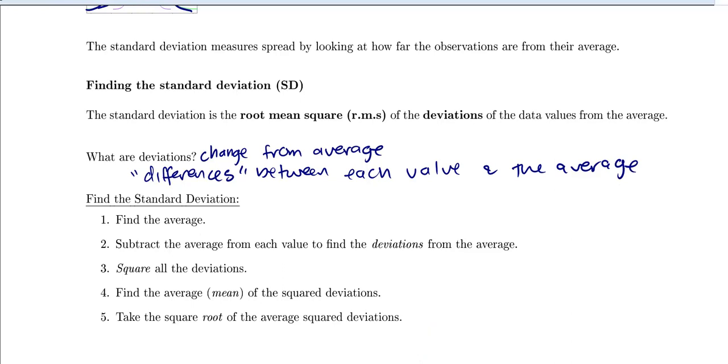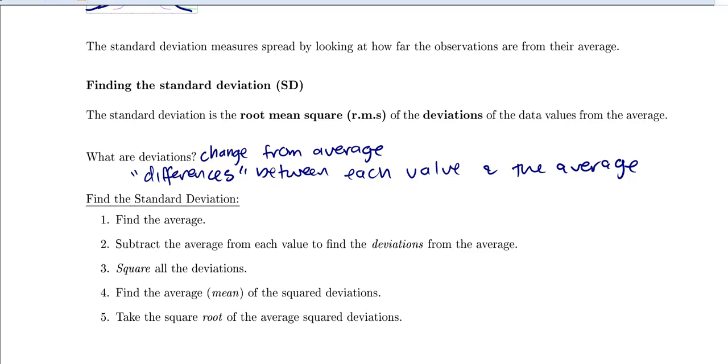So to find the standard deviation, step 1, we're going to find the average. Step 2, we're going to subtract the average from each value to find the deviations from the average. Then we're going to square all the deviations. Then we're going to find the average, or the mean, of the squared deviations. And then we're going to take the square root of the average squared deviations.